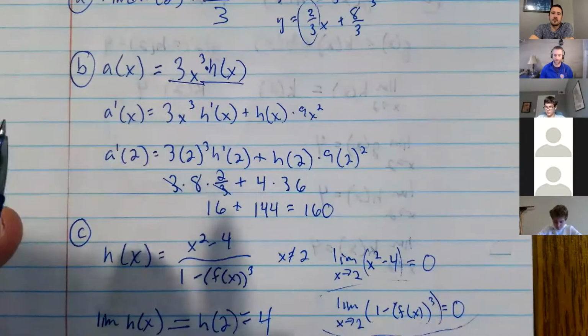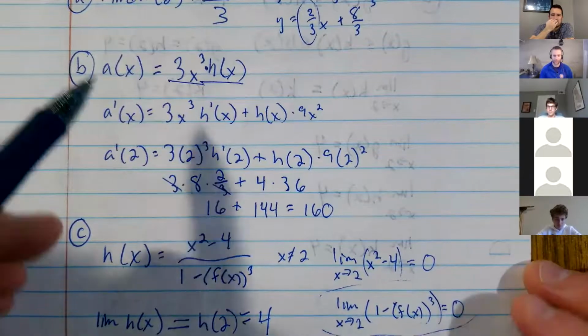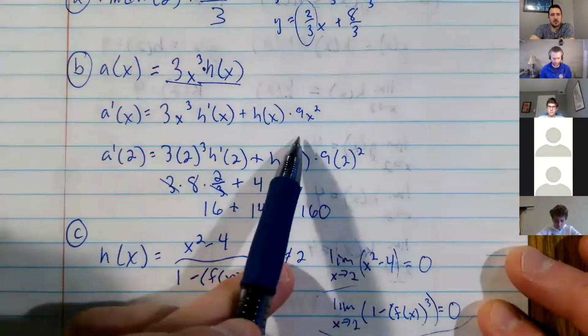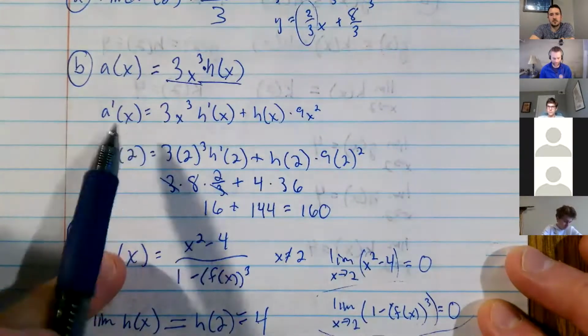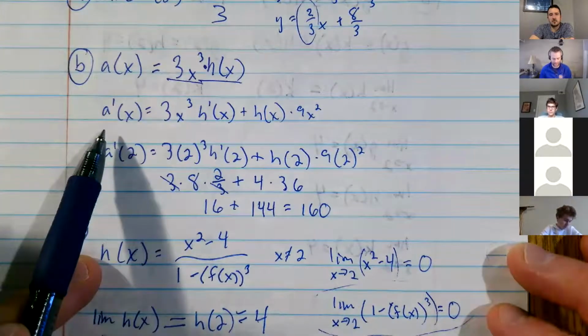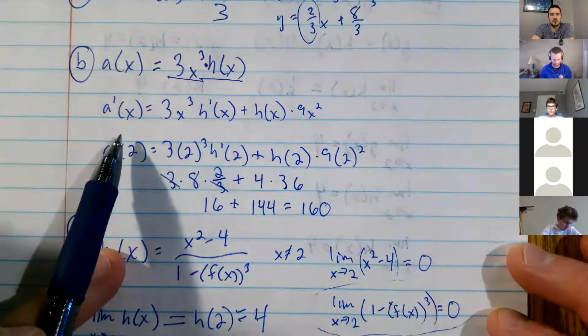All right, looking at the rubric, you've got the product rule here, and then you've got a prime of x. So by actually getting that, you're getting 2 points for that part. And then it says find a prime of 2.